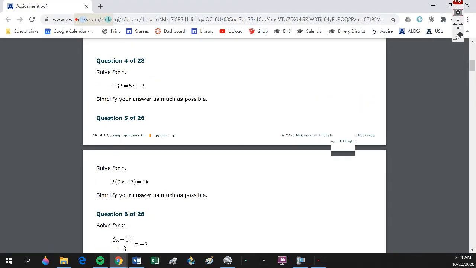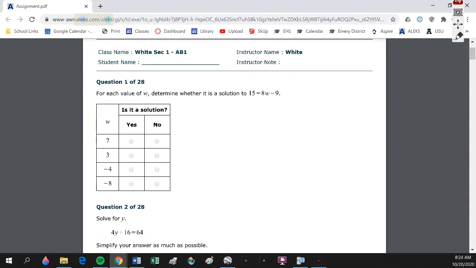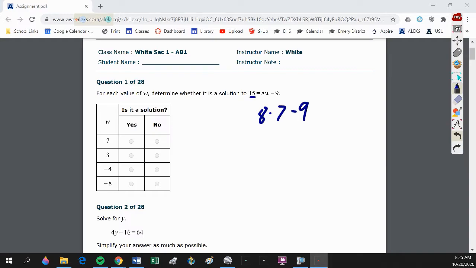Yeah, this is mostly review. So for question number 1, you're going to be plugging in those numbers to see which one works. So we can try 7. 8 times 7 is 56 minus 9. Is that going to be equal to 15? Not even close. Okay. 8 times 3 is 24. 24 minus 9 is 15. So that one is correct.